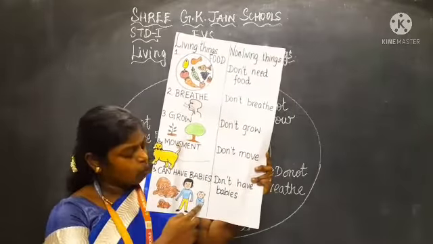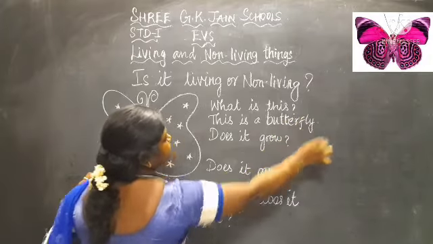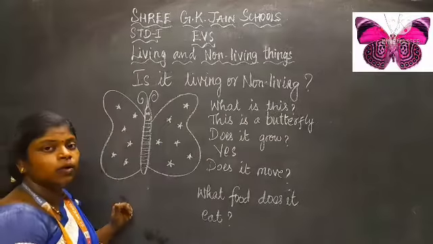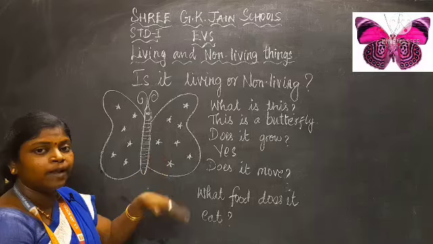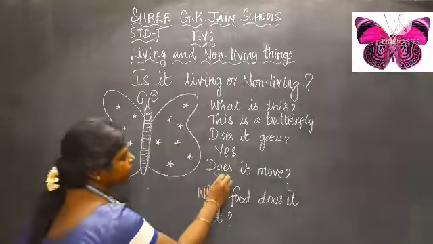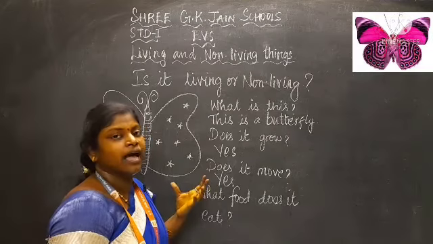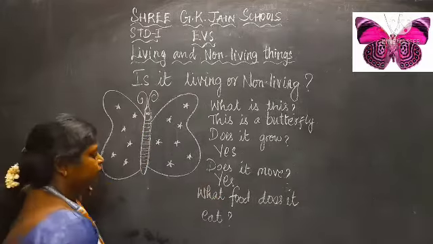Okay students, let me show you some examples. Is it living or non-living thing? You can see, what is this? Yes, correct. This is a butterfly. Does it grow? Yes, it can grow. Does it move? Yes, it can fly from one place to another place. What food does it eat? It collects the nectar from the flowers. So nectar is the food for the butterfly.